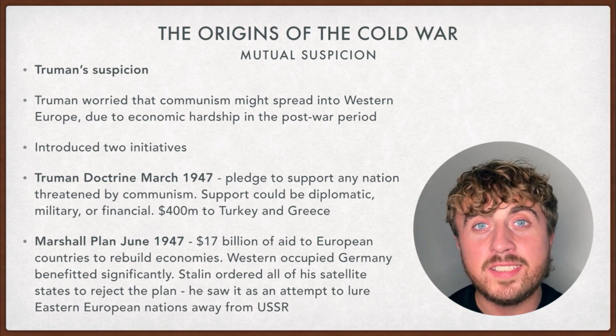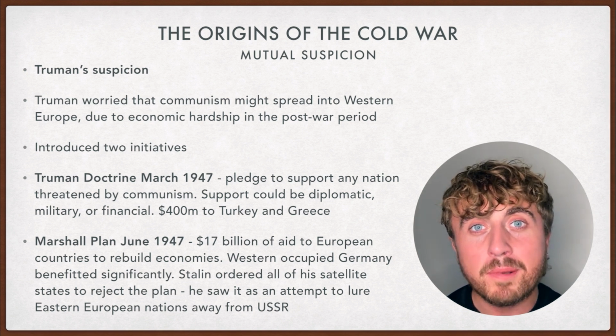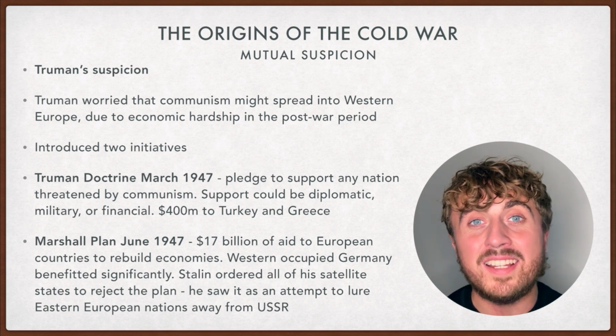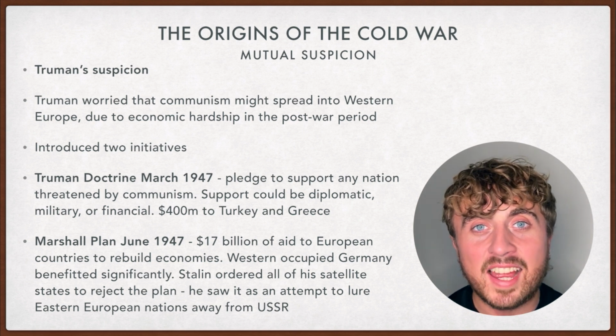And so in response to this threat, Truman introduces two new initiatives. The first is the Truman Doctrine of March 1947. This is a pledge to support any nation threatened by communism. The support could be diplomatic, financial, or military support. Under this doctrine, $400 million was given to Turkey and Greece.